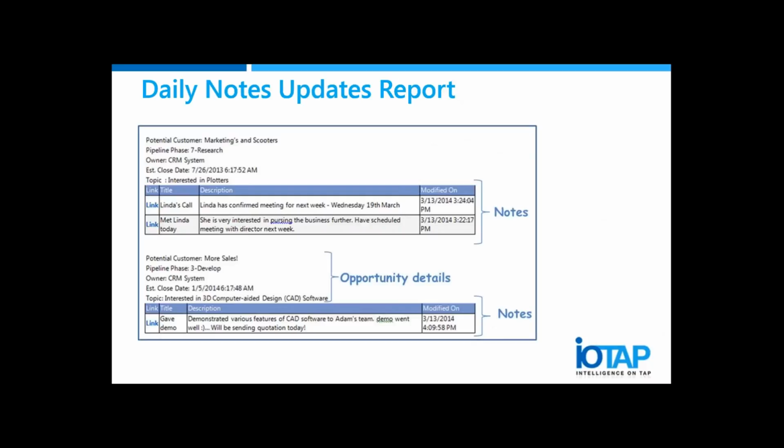So this functionality that we have added here, what it does is it allows you to configure which entity you want and what are the key fields. For example, these are the notes from opportunity entity, and there are the key fields which are shown at the top along with the notes. So you could receive this on a daily basis or a weekly basis.